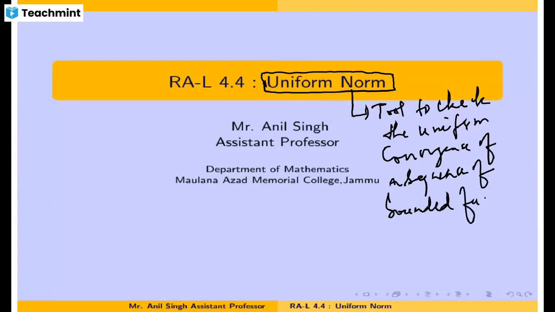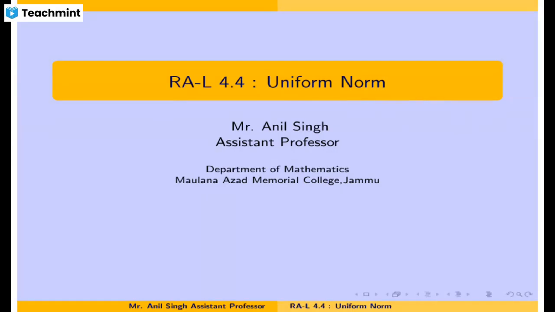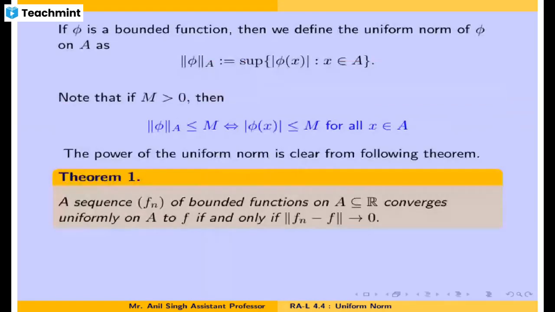So we have to first define what we mean by uniform convergence. This will be applicable only when we have a sequence of bounded functions, but that's okay. So recall first what a bounded function is. We defined that any function defined on any subset of real numbers is bounded if its range set is a bounded set.